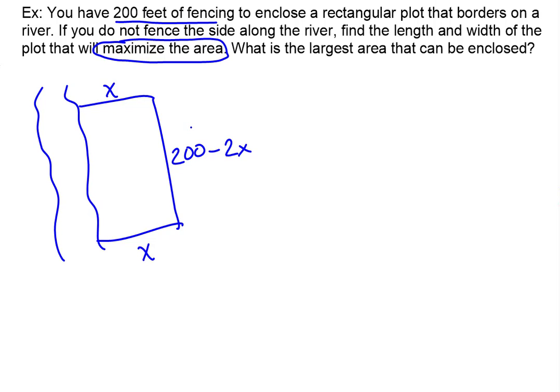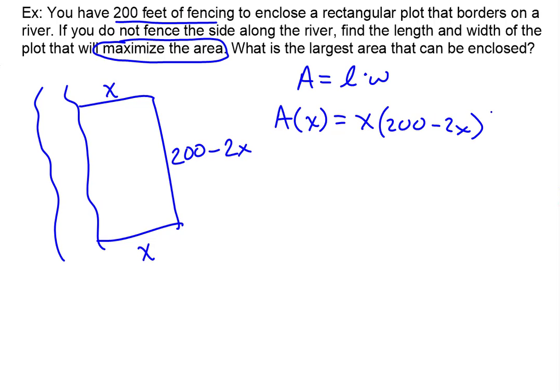Now, we want to maximize the area, which means we'd like to create a function to represent it. So why do we say this? For a rectangle, let's recall area equals length times width. But we're going to use a more algebraic function definition. We're going to call this A of x because we can write the area in terms of x's. And length times width would end up in this example being x times (200 minus 2x). That's just multiplying length times width of this rectangle.